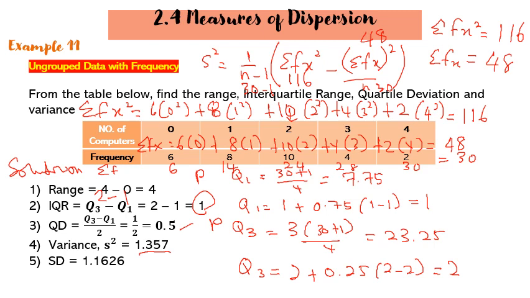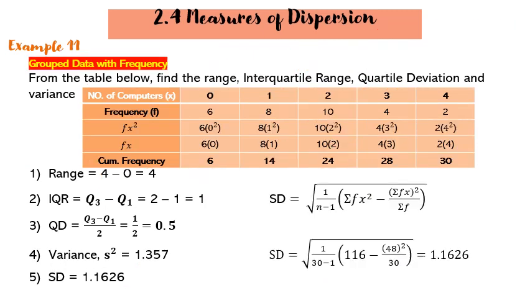So how to find the standard deviation? Standard deviation S equals the square root of the variance. So we get 1.1626. Okay, this is the solution for example 11.